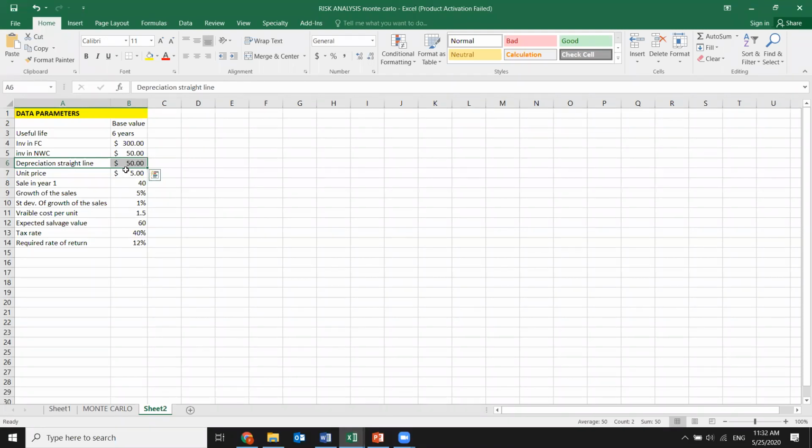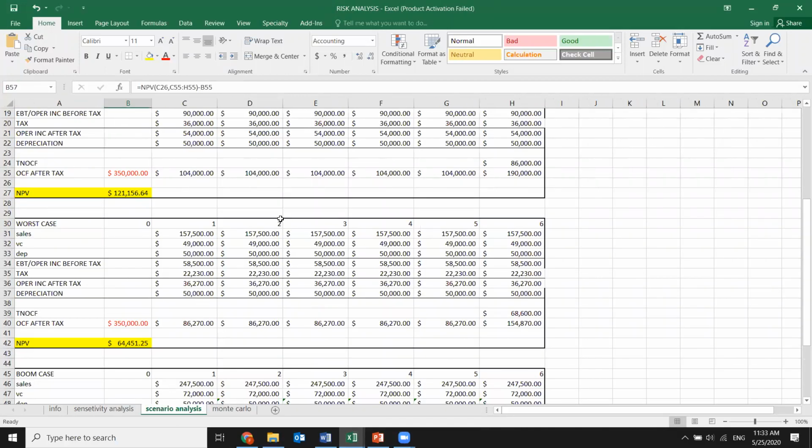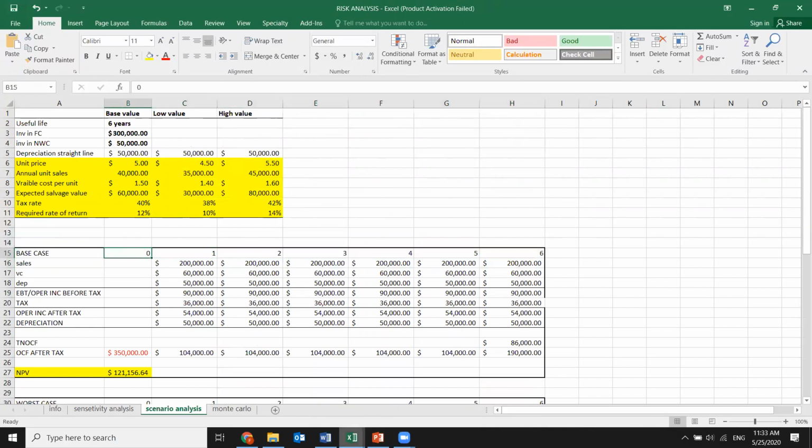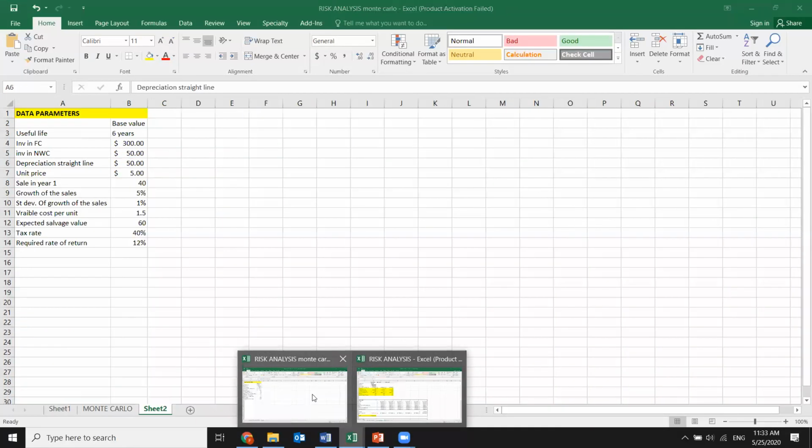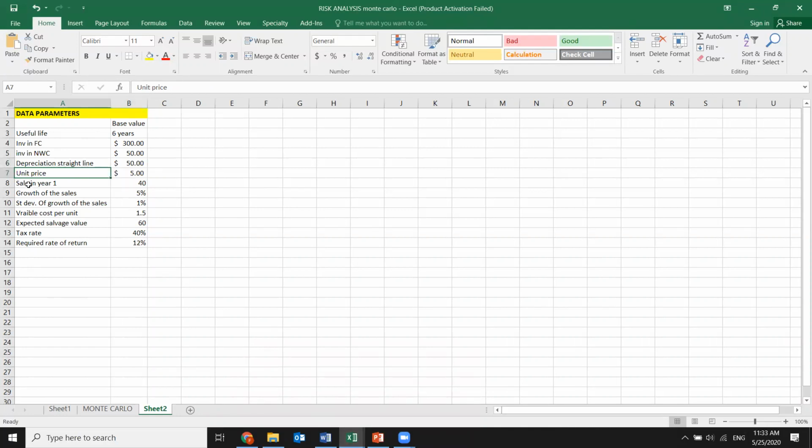So unit price, that means you will sell whatever you produce in the expanded business for $5. We have 6 years plus the investment year. The number of sales in year 1 will be 40,000 units. But there's additional information added here. The growth of the sales is expected to be, annual growth, 5%. So your sales will grow starting from year 1 by 5%.